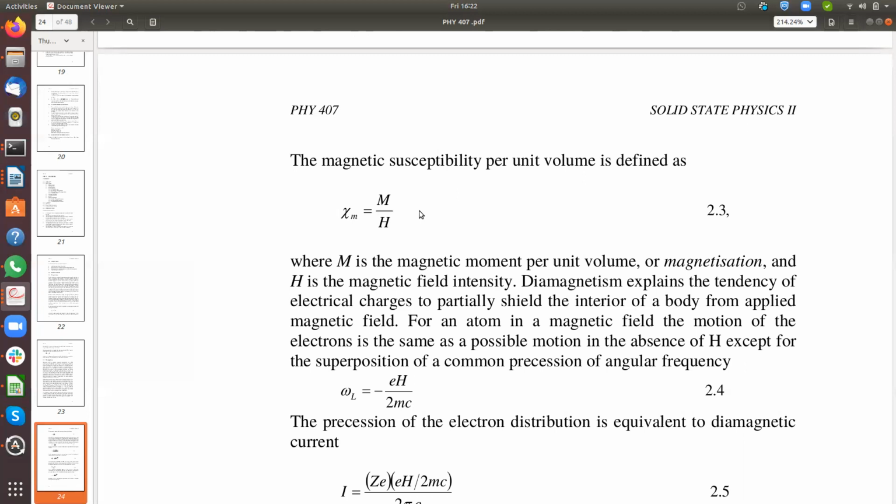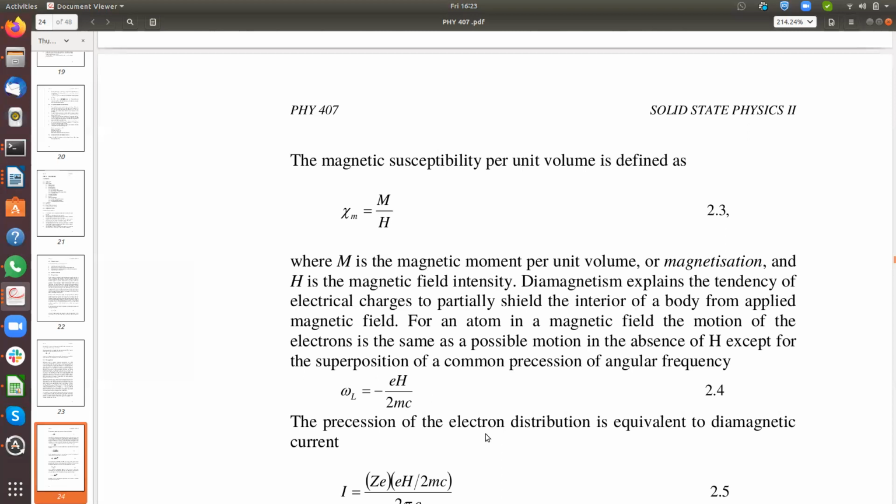So diamagnetism explains the tendency of electrical charges to partially shield the interior of a body from an applied magnetic field. So for an atom in a magnetic field, the motion of the electron is the same as a possible motion in the absence of the magnetic field, except for the superposition of a common precession of angular frequency. So what I'm trying to say here is that there is a way of linking the magnetic field intensity with the angular frequency, which gives us equation 2.4.